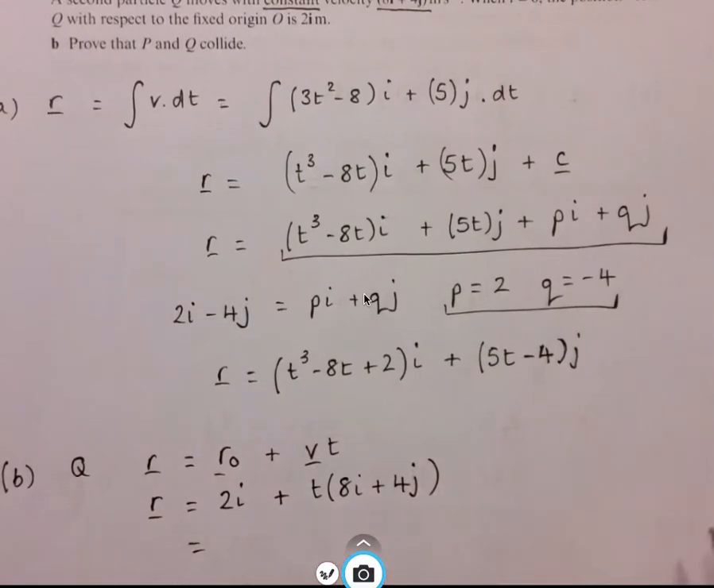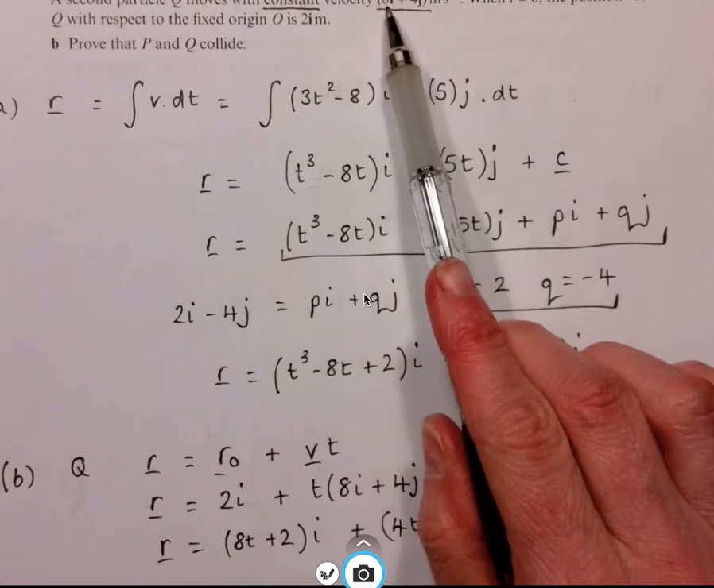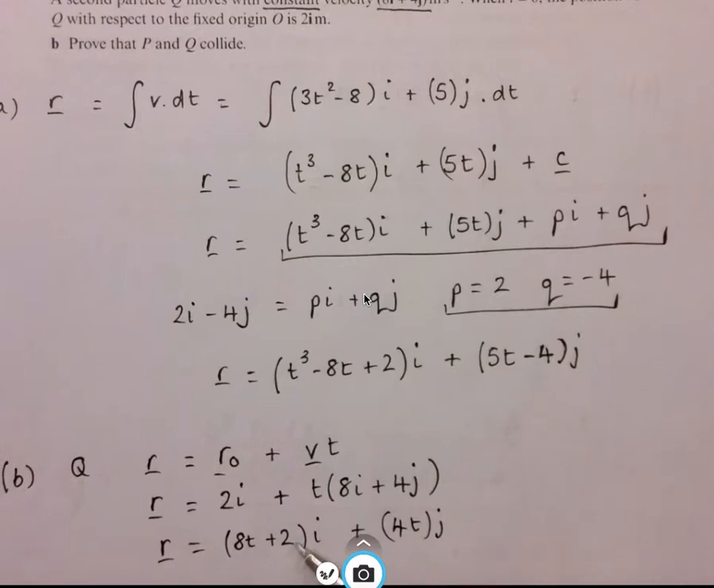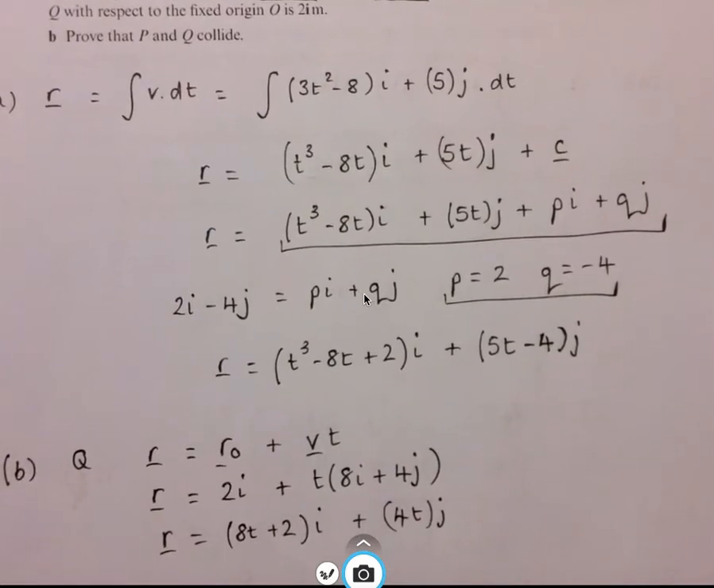If we expand that and get all the like terms together, can you see in the i direction you've got 8t plus 2, and in the j direction you've simply got 4t j. Now the other way to get that exact same value would be to integrate that. If you were to integrate 8, you'd get 8t. If you were to integrate 4, you'd get 4t. And again, you'd have your constant of integration, you'd substitute 2i, and you'd end up with exactly the same answer for that bit there.